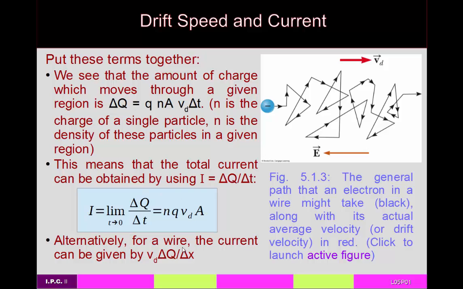And if we're talking about a wire, you can also get the current by using drift velocity times the charge divided by the length over which that charge is distributed. So that's how we relate the drift velocity of an individual electron, because on average all of them will have about the same drift velocity. That's how you relate that drift velocity back to the thing that we can actually measure more directly, which is the current.